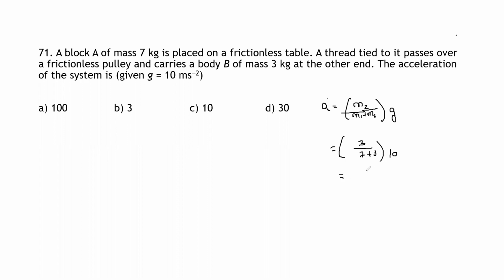So this is equal to 3 divided by 11 into 10. If I simplify this, 7 plus 3 is 10, and 10 and 10 will get cancelled. Therefore, you are getting it as 3 meter per second square. The acceleration is 3 meter per second square. So the correct option is option B.